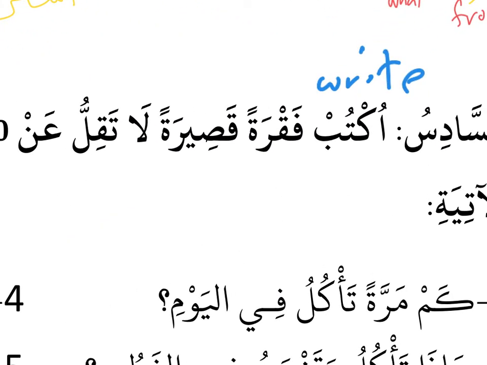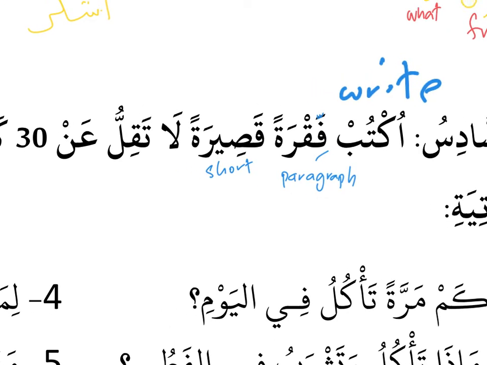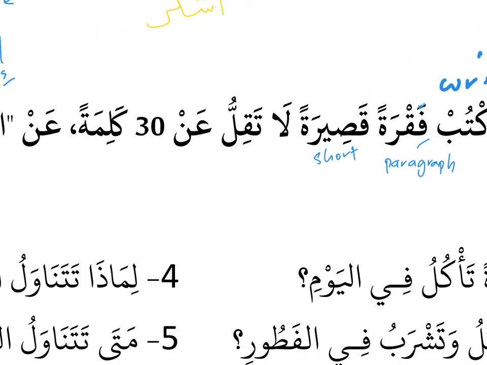Fiqrah, this should be fiqrah. Yeah, please make a correction. Fiqrah, paragraph, a paragraph. So write a paragraph. Qasira, short. Write a short paragraph. La taqillu, not less than 30 kalima, not less than 30 words.